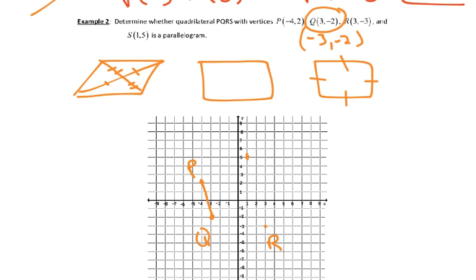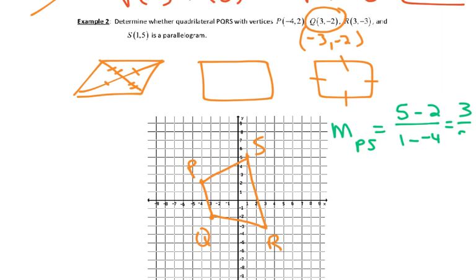So visually, if you look at this, you're probably going to say it's not a parallelogram. And you're right, it's not. But there are some ways to show that it's not. So, for example, in order for it to be a parallelogram, the opposite sides need to be parallel. In order to be parallel, they have to have the same slope. So, if you find the slope of PS, let's see, 5 minus 2 over 1 minus negative 4, I'm going to get 3 over 5.